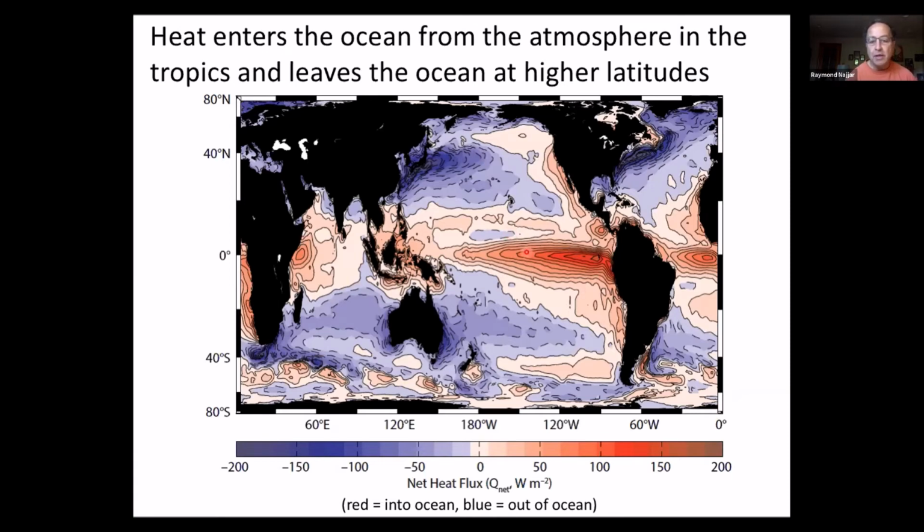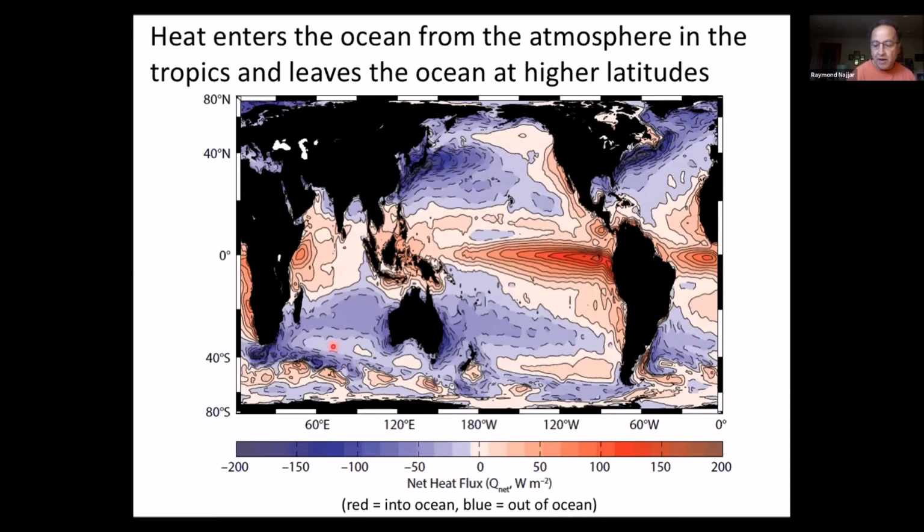And so the red areas are where heat is entering the ocean from the atmosphere. So you can see these red areas, not exclusively, but mostly they're in the tropics. And then the blue areas, you see this big area here over the Gulf Stream, and there's another similar current here. The blue areas, and you see they're mostly at higher latitudes, is where heat is coming out of the ocean. So the ocean is giving heat to the atmosphere at higher latitudes.